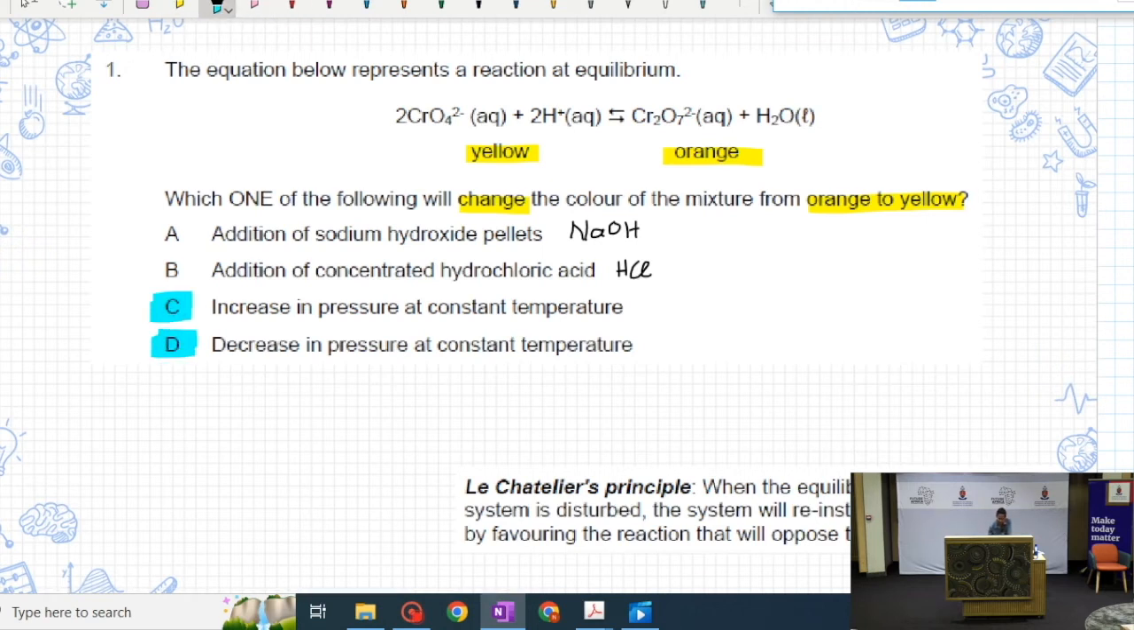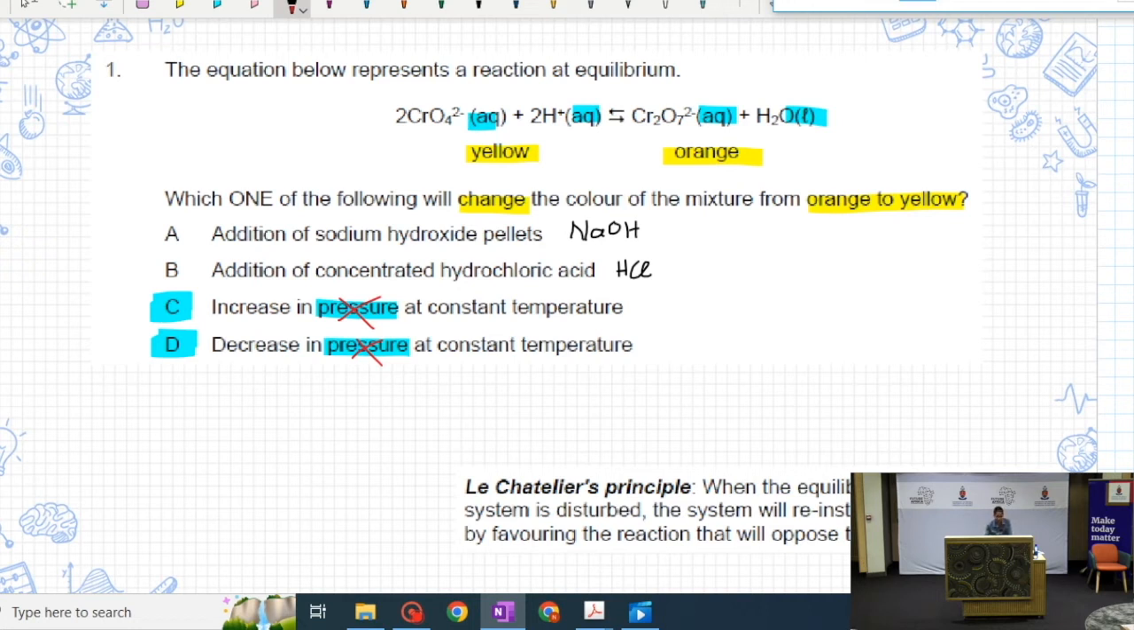Notice that they speak about pressure. Can we use pressure, or can we change the volume and influence equilibrium if everything is aqueous and liquid? No. Pressure is about gases. Remember, pressure is the amount of force that gases are exerting on the walls of a container per unit area. So already we know that we can eliminate these two answers, okay? Pressure is about gases. That's very, very important.